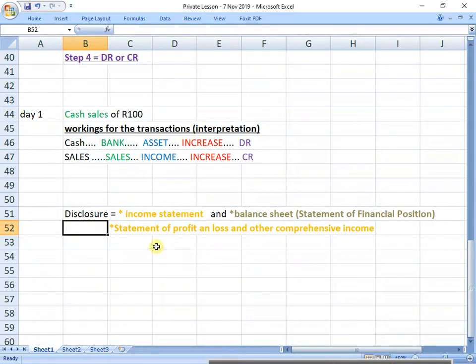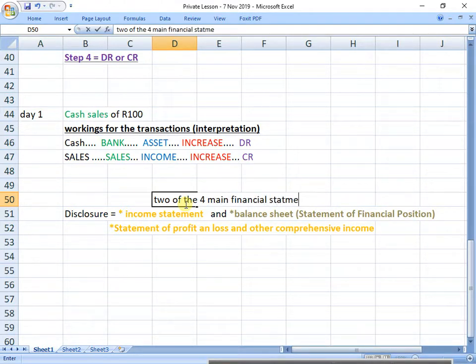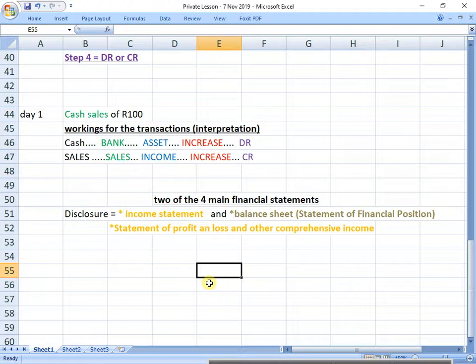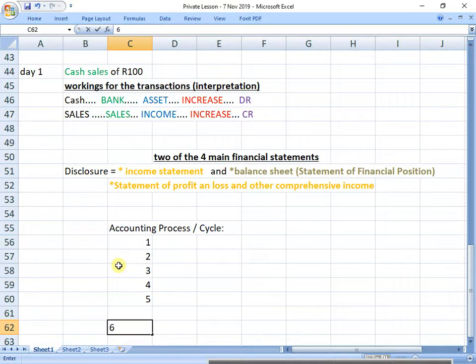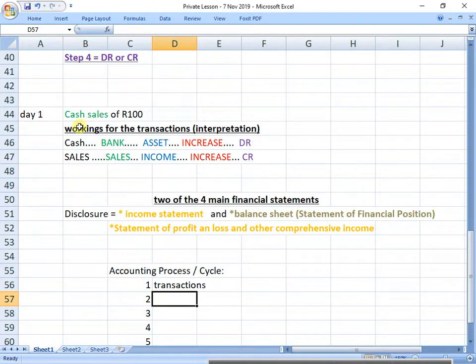All right, so when you have disclosure, income statement, balance sheets, these are financial statements. These are two of the four main financial statements. This actually only comes up right at the end of the process. Depending on how much of the accounting process you have to do, you might go through the whole process or you might not. It all depends. But the accounting process, or the accounting cycle, as they call it, comprises six steps. Step number one, the transaction, which is basically what I said here. This is a transaction.